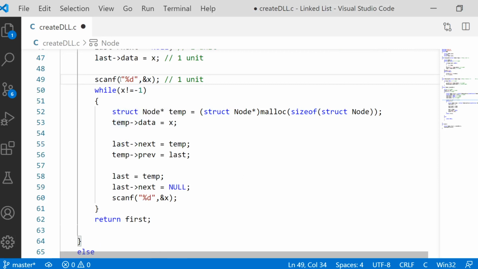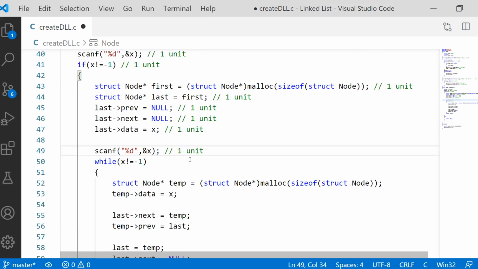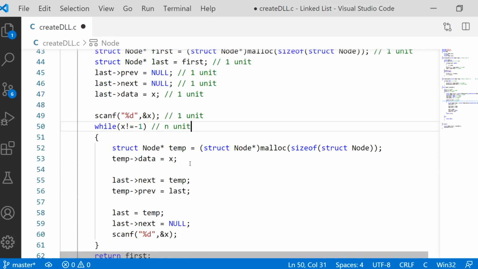Then, while x is not equal to -1, this condition will be checked n times if there are n nodes in total. So this condition will take n units of time. If the condition is checked n times, the body will be executed n minus 1 times. So every line inside the loop will be executed n minus 1 times, and based on that we have to take the unit time.